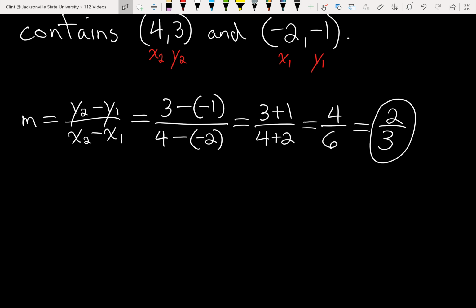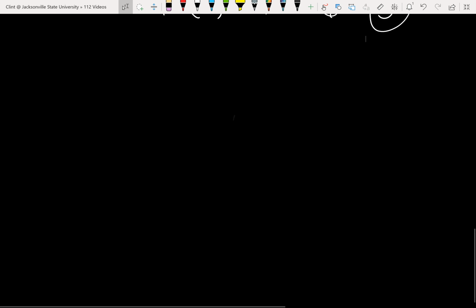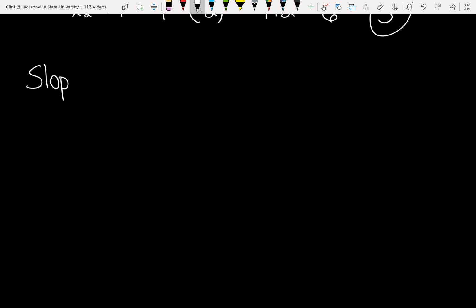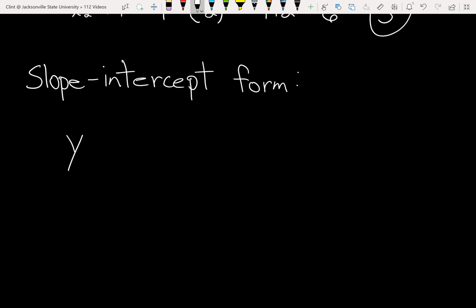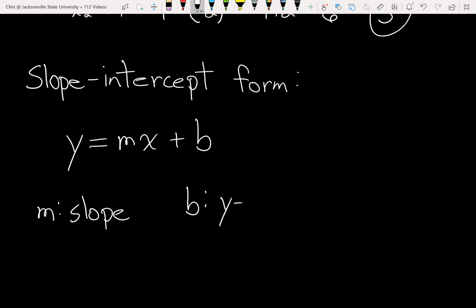So how does this slope come into play talking about the equation of a line? Well, one way we can write down the equation of a line is what we call the slope-intercept form. And a lot of you probably remember this form. You might not remember the name. But that is when we put our equation in the form y equals mx plus b. So here we already talked about m. That's the slope of our line, rise over run. And then b is what we'll call the y-intercept.